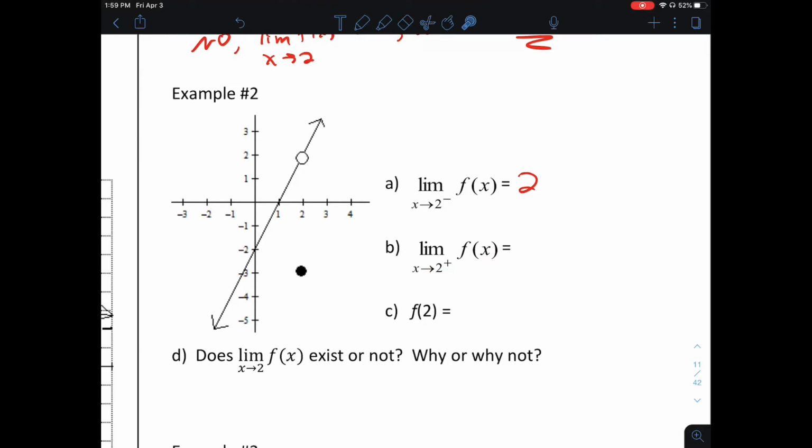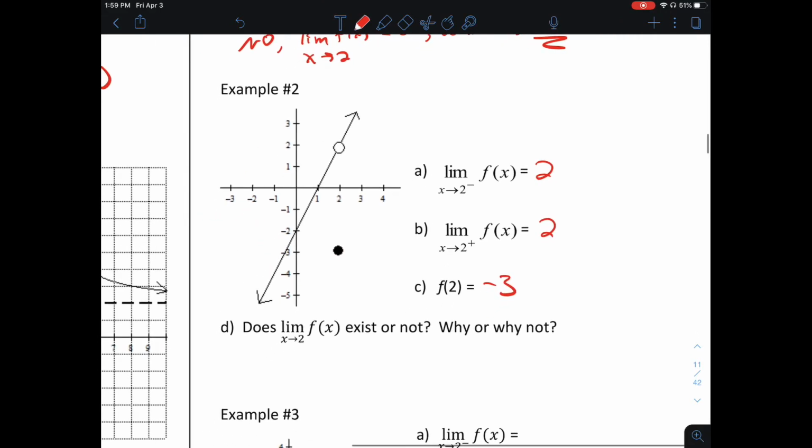What's the limit of f of x as x approaches 2 from the right? As we approach 2 from the right, we're getting closer and closer to the y value of this hole, which we have estimated is 2. What is f of 2? Well, if you go on the graph, when x is 2, the y value appears to be -3 or something close to it.